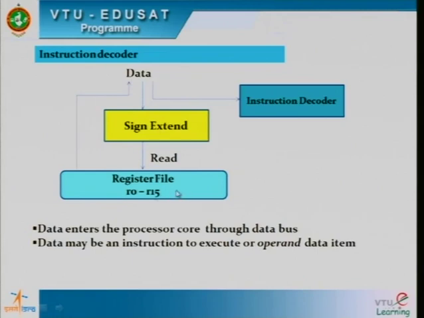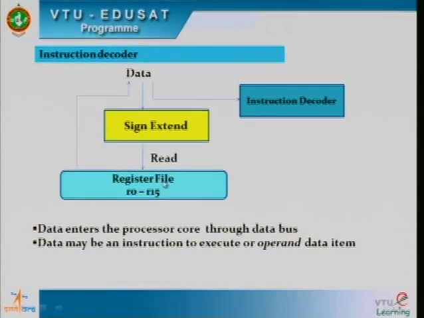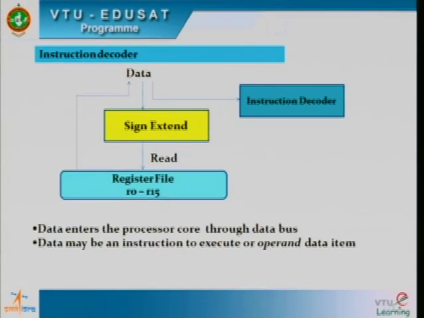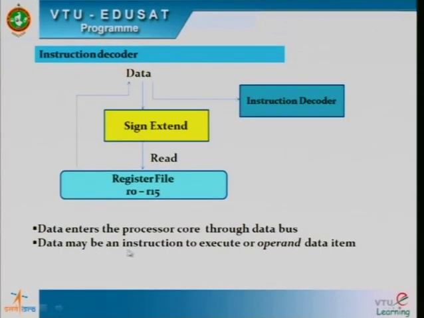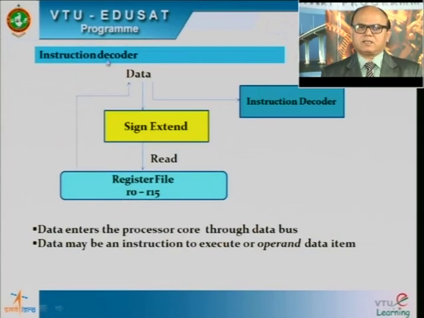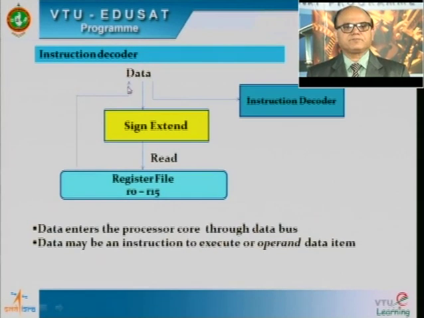And the register file actually comprises a set of registers. Each register is 32 bits wide. That is what we have. And the data enters the processor core through the data bus, and the data may be an instruction to execute or an operand data item, as I have just considered earlier.